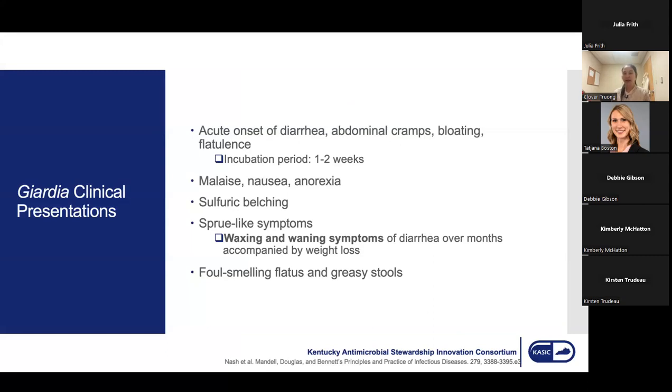What this means is that the patients might have waxing and waning symptoms of diarrhea, and the diarrhea tends to come out in small amounts but persists over a period of months. That is because Giardia can damage the epithelium of the gastrointestinal tract, causing malabsorption. The patients also complain of weight loss over time. They can also report foul-smelling flatus and greasy stool.